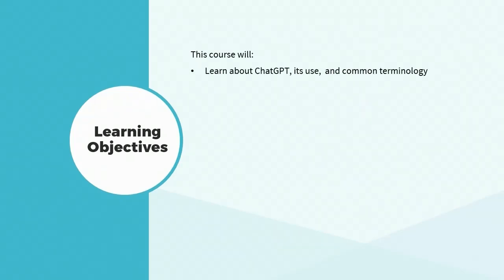The age of artificial intelligence, or AI, smart computer programs such as ChatGPT that can understand and generate human-like language, have become the new industry standard. In this course, you'll learn more about ChatGPT, what it's used for, and some common terminology.